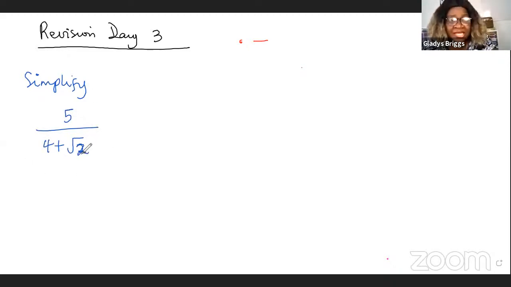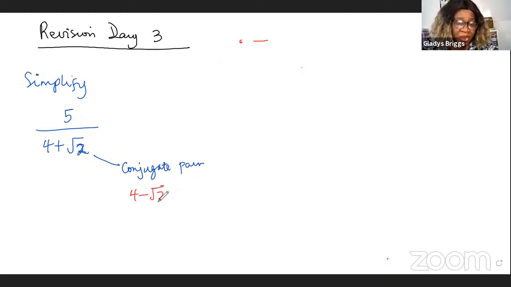And when you get something like that, what you have to do is use the conjugate pair, okay? And the conjugate pair is just the same thing, but with a different sign, okay? 4 minus root 2, yeah? And that's just going to help to remove that root in the bottom number, yeah? It's going to remove that surd.